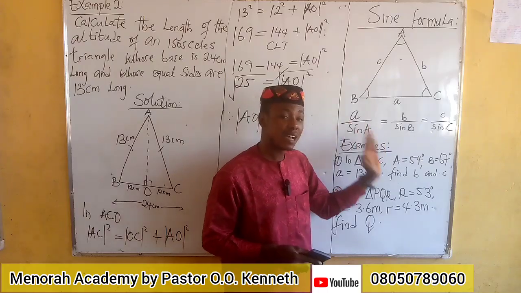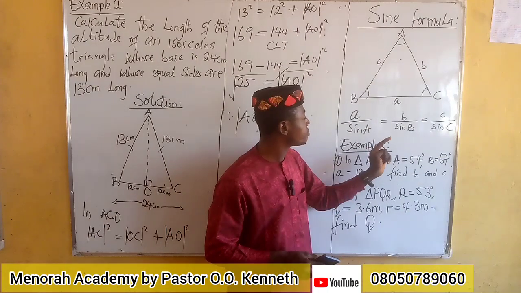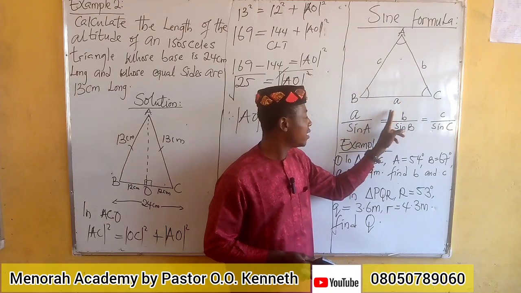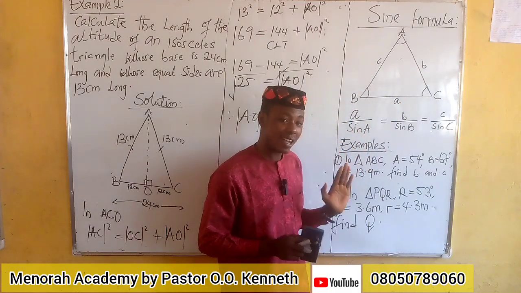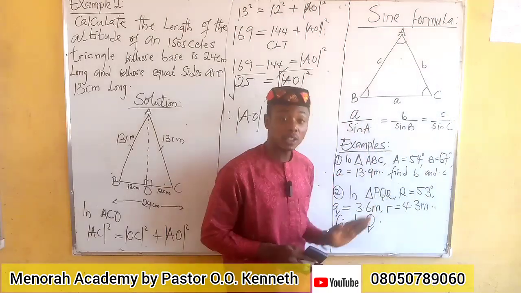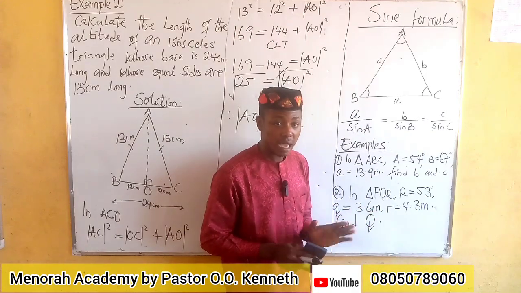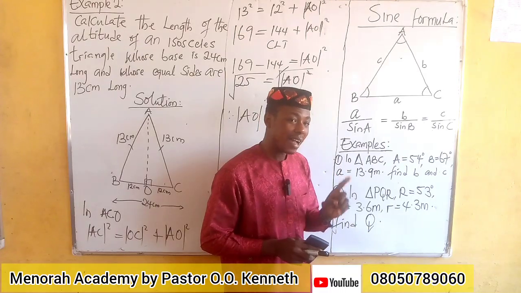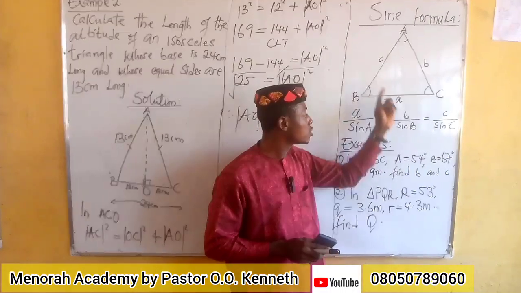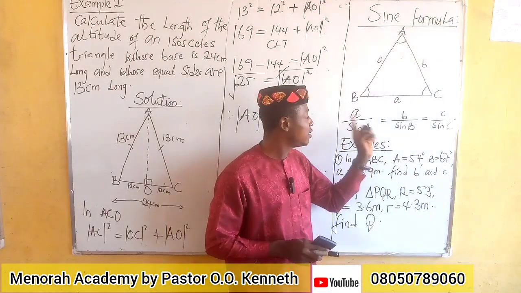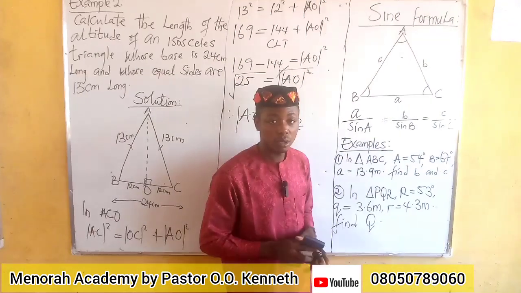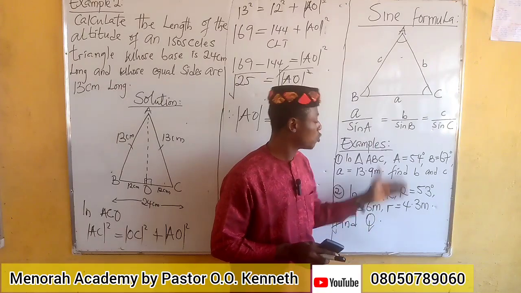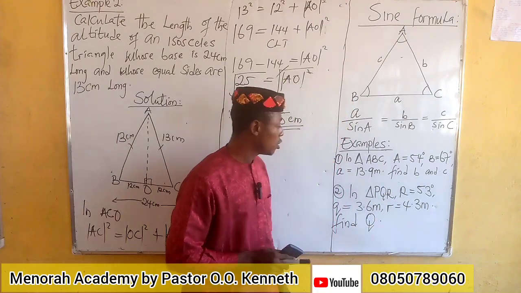So before you use the sine formula, if they give you any of the 3 sides and they don't give you any angle at all, you cannot use the sine formula. For you to be able to use the sine formula, at least 2 sides must be given and 1 angle must be given. So very, very important. When we solve practical questions, you will see what I'm talking about.